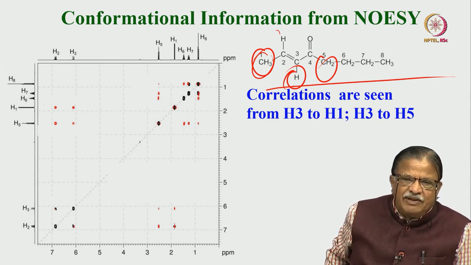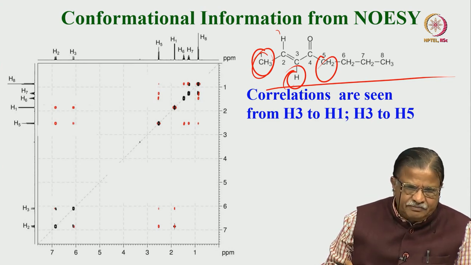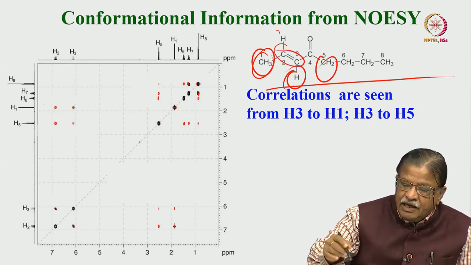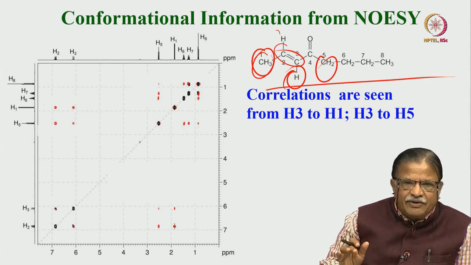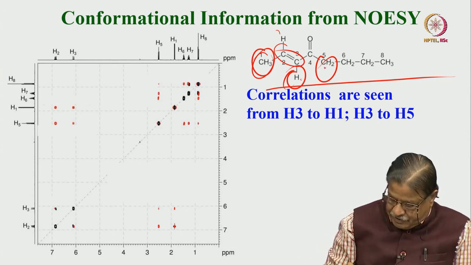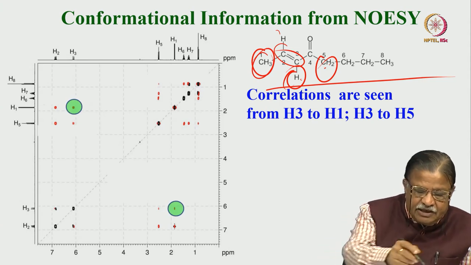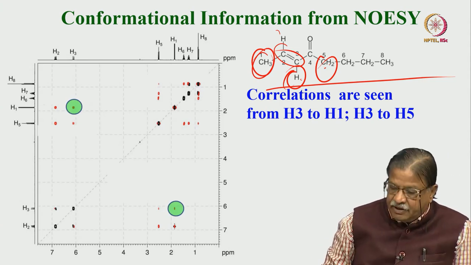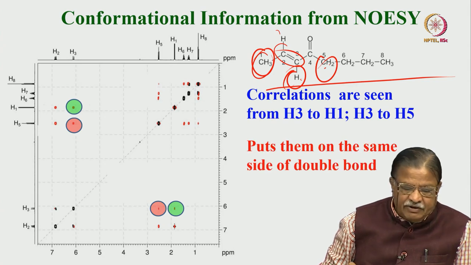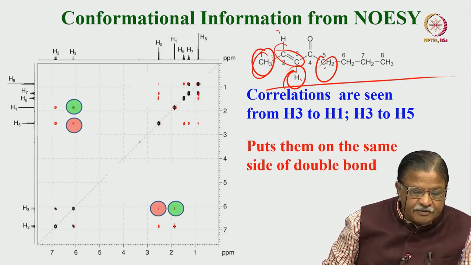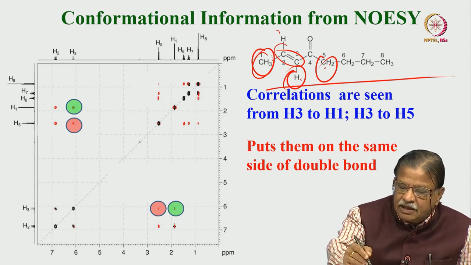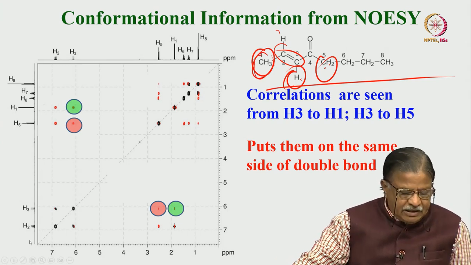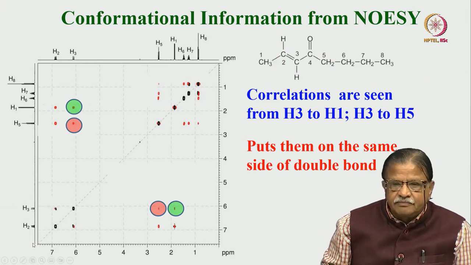This is possible only when these two are on the same side of the double bond. Similarly, CH2 is correlating to H3. That also implies that these two are on the same side of the double bond. So these correlations are seen here: the correlation H3 to H1, and then you also have H3 to H5. Both are being seen here. And this puts this CH3 and CH on the same side of the double bond.